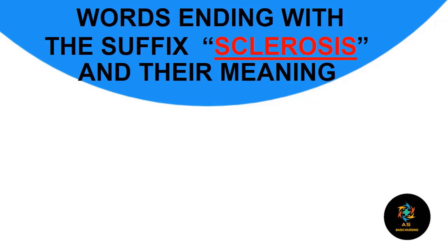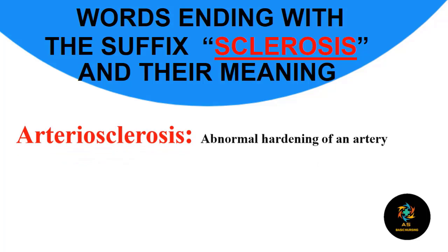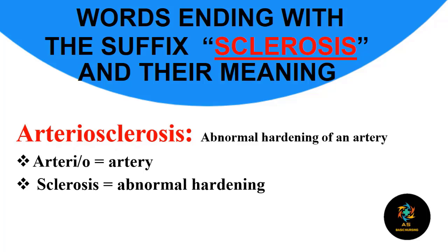The next suffix word condition is sclerosis. The first example is atherosclerosis. Atherosclerosis is the abnormal hardening of an artery. Athero, which simply means an artery, and sclerosis meaning abnormal hardening. You'd realize here that there was a combining vowel because the suffix sclerosis begins with a consonant. So there is a combining vowel which is O.